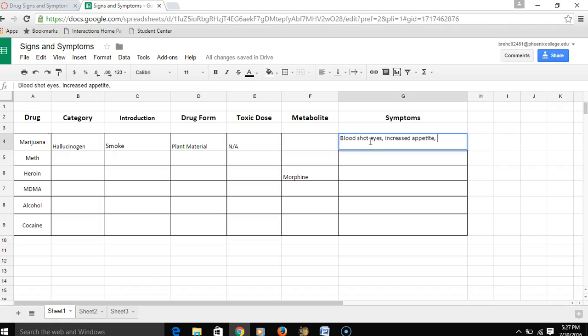So anyway, you're going to go ahead and fill out the rest of this Google Sheet. When you're done filling out the rest of the Google Sheet, then you're going to save it. You're going to copy the URL for this Google Sheet, and then you're going to submit it to me in the text entry box for the assignment. So anyway, this is the signs and symptoms exercise and the instructions on how to complete it.